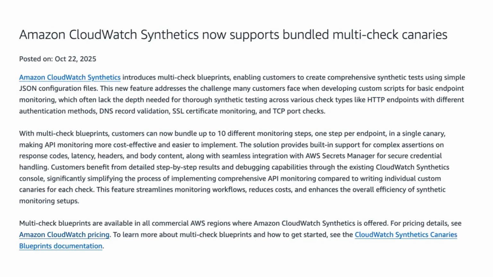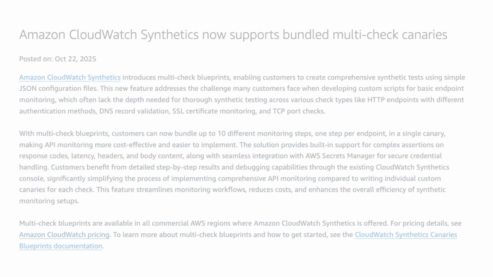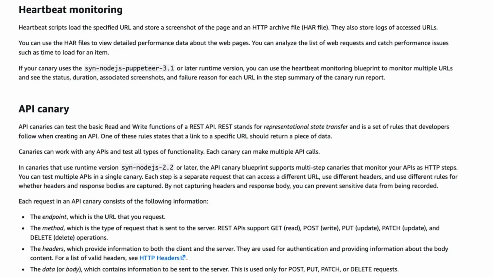Multi-check blueprints cover common monitoring tasks: HTTP endpoints with various authentication methods, DNS validation, SSL certificate monitoring, and TCP port checks, and integrate with AWS Secrets Manager for credentials. Each step returns detailed assertions on status codes, latency, headers, and body content.